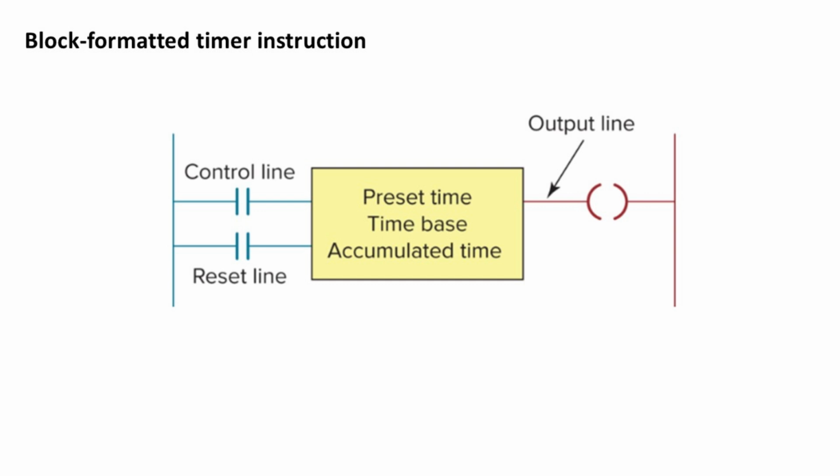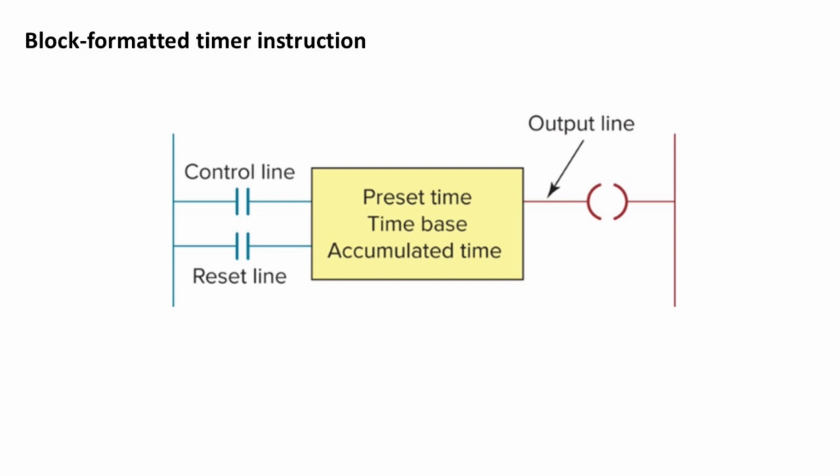The preset value sets how long the timer will run. Total time equals the preset multiplied by the time base. For instance, a preset of 10,000 with a 1 millisecond base equals 10 seconds. The accumulated value shows how much time has passed since timing began. When the accumulated value reaches the preset, the timer is complete.